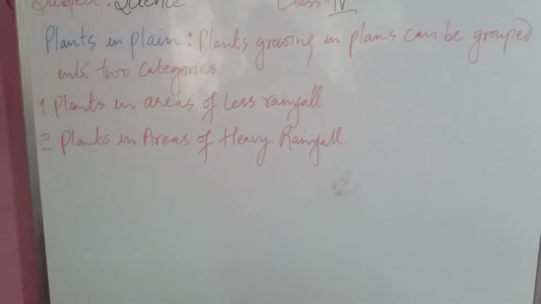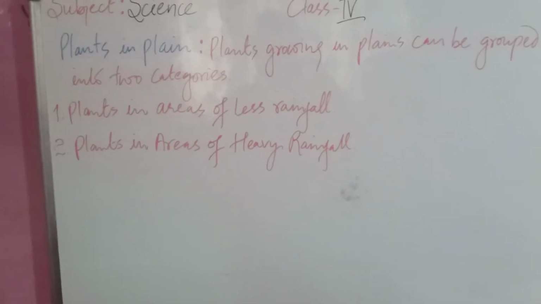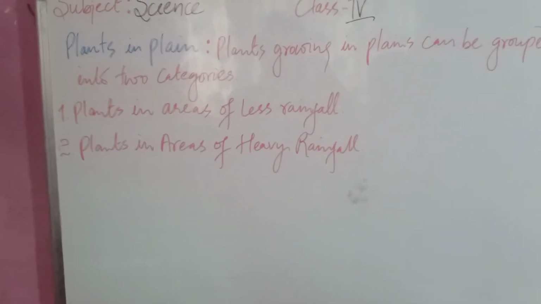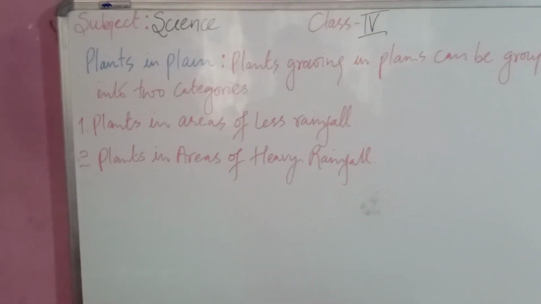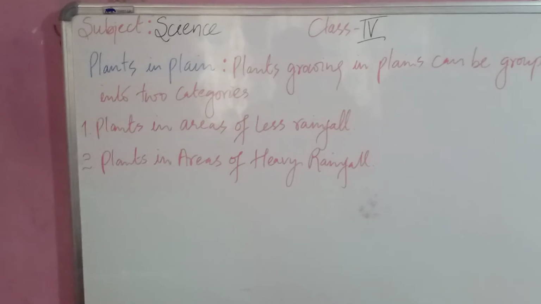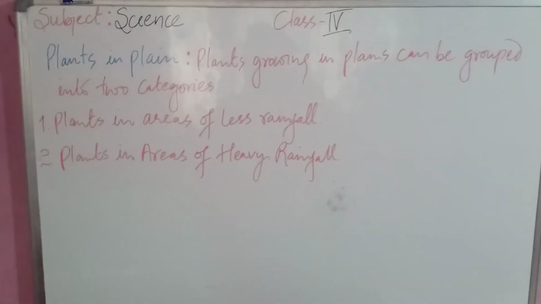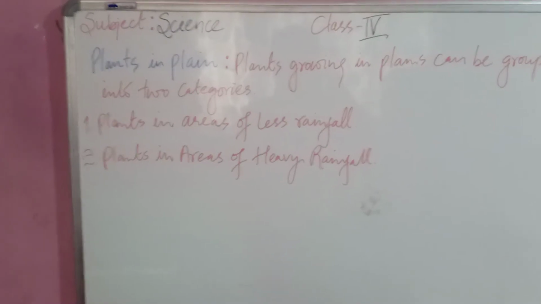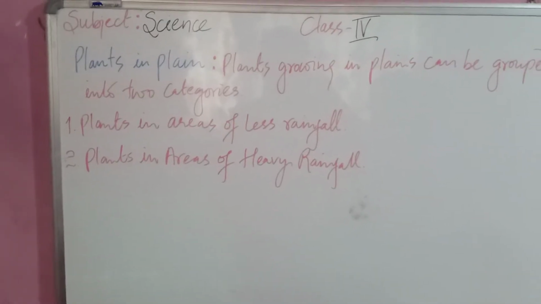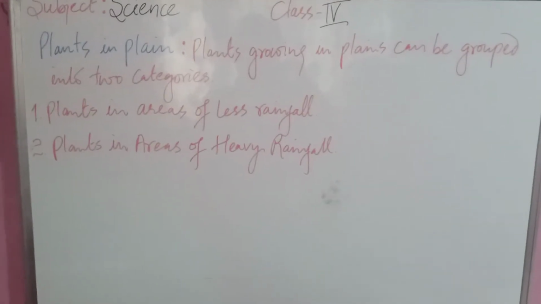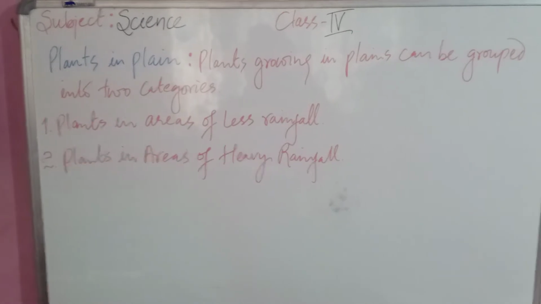Many of the trees can survive in the very hot climate and may shed most of their leaves in autumn. For example, neem, peepal, gulmohar, ashok, shesham, and sal. So these are some of the examples of plants which grow in plain areas where there is less rainfall.